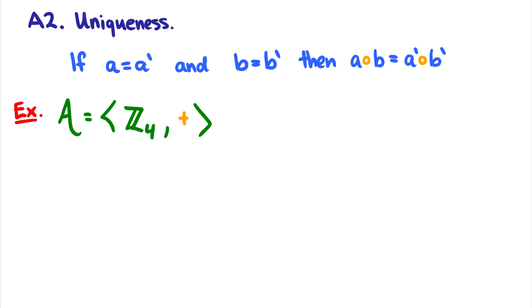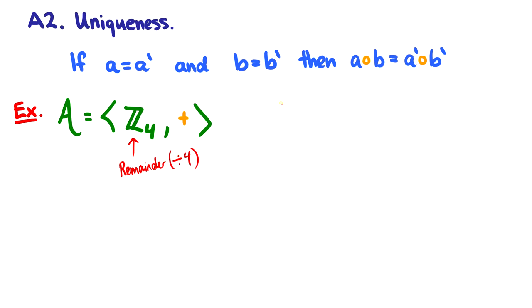The second axiom is uniqueness. And that states that if A is equal to A prime and B is equal to B prime, then if I do an operation on A and B, it better be equal to the operation on A prime and B prime. And I'm going to introduce this with the integers modulo 4. So essentially, we can think of this as the remainder when dividing by 4.